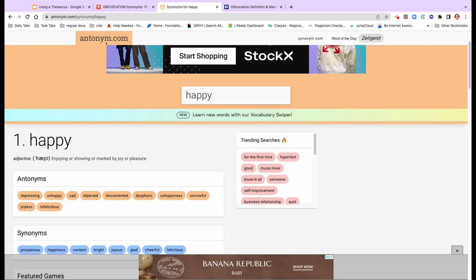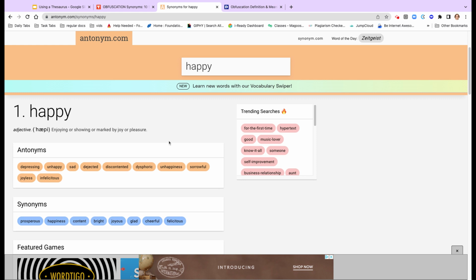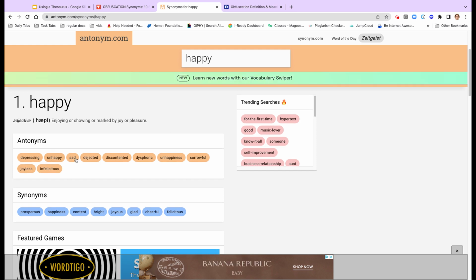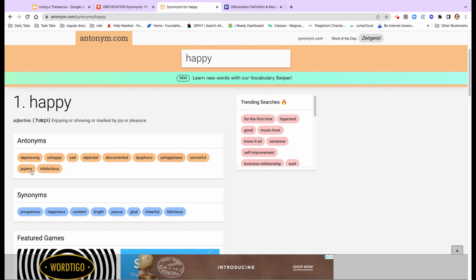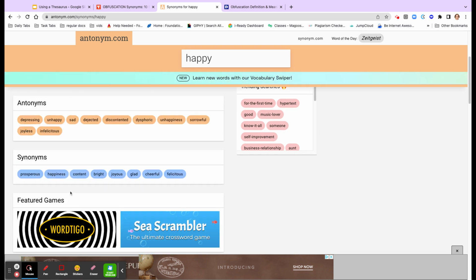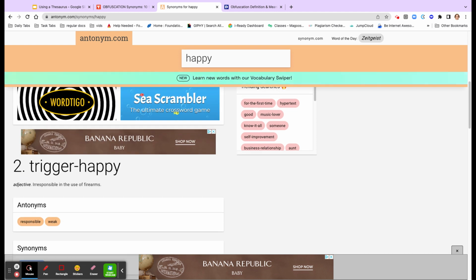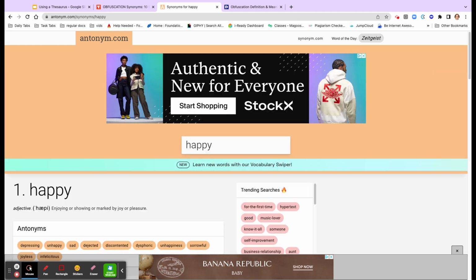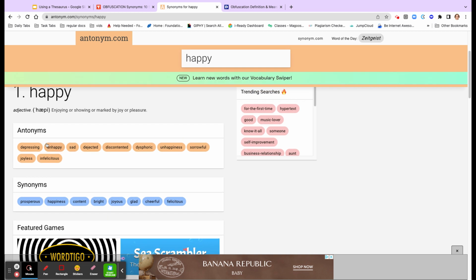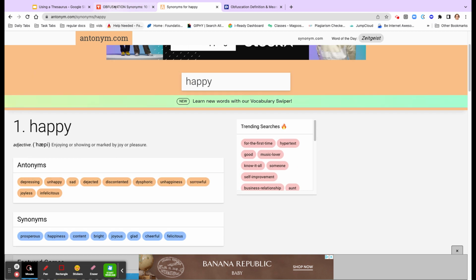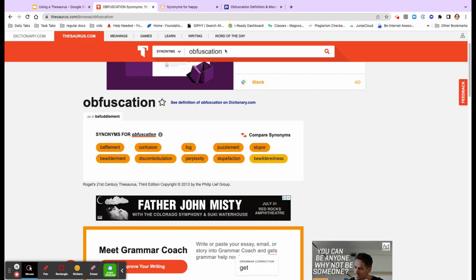And then there's also antonyms. If you go to antonym.com and type in happy, you'll see the opposite words like depressing, unhappy, sad, dejected, discontented, dysphoric, unhappiness, sorrowful, joyless, infelicitous. Oh my gosh. So if I need the opposite of happy, it's sad. Okay, great. But now you want other ones, and so you want to look for things in here that are what you're seeking.